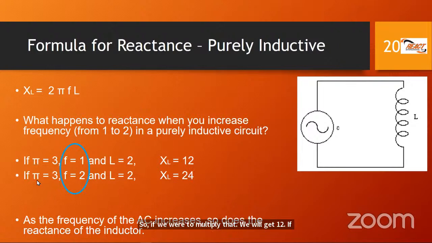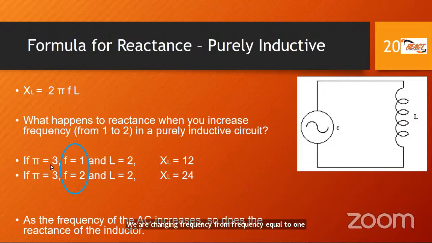And how do we get 12? 2 multiplied by 3 multiplied by 1 multiplied by 2. That's how we get 12. This is what we're substituting here. So hopefully we can follow that. And when we multiply, we'll get 12. So that's fine. That's when frequency is equal to 1. So we're only going to change frequency now in the next step of the formula, right? We are changing frequency from 1 hertz to 2 hertz. That's all we are changing.